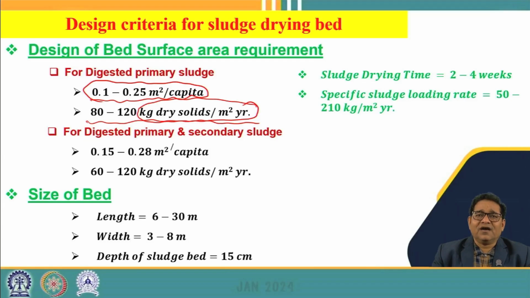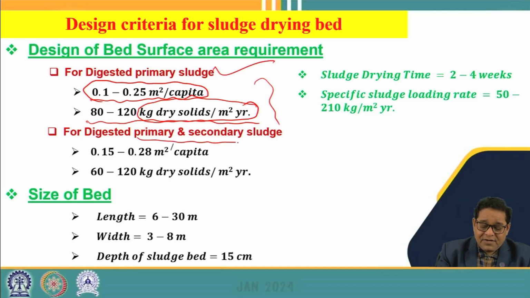So this is another criteria for which we have to check our design parameters, whether our design follows these two important criteria. So this is for digested primary sludge, and if we have a mixed sludge like primary and secondary sludge, then the same criteria we follow, like 0.15 to 0.28, which is slightly different from this.